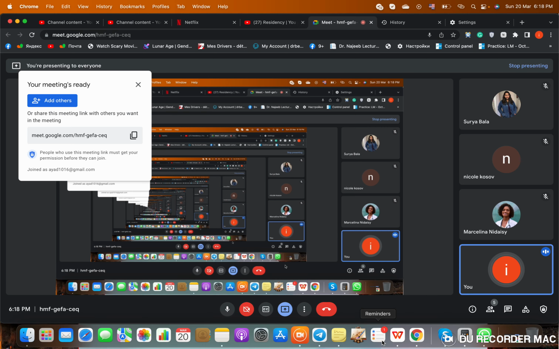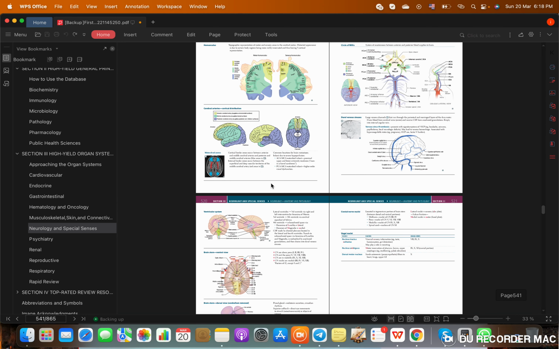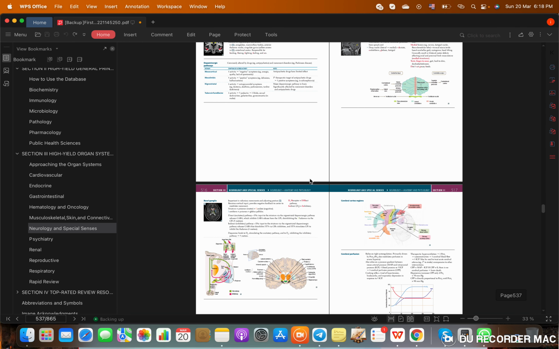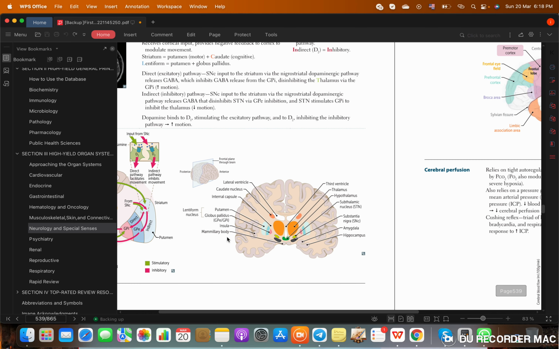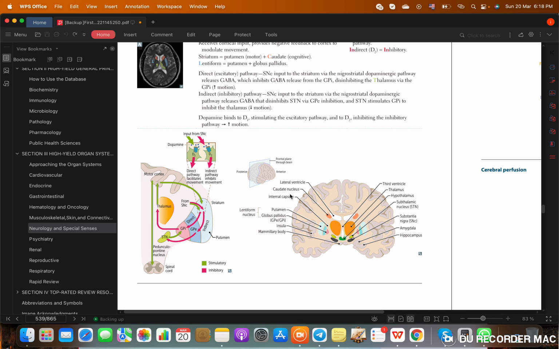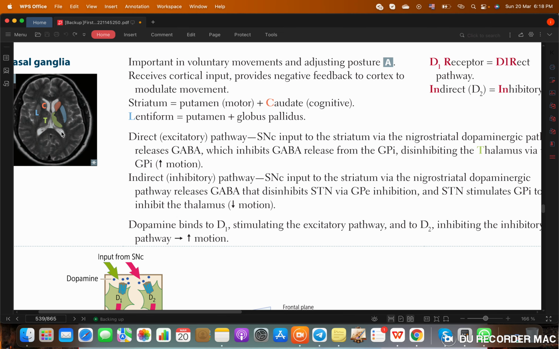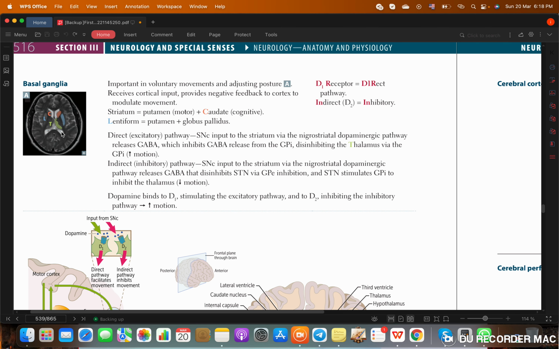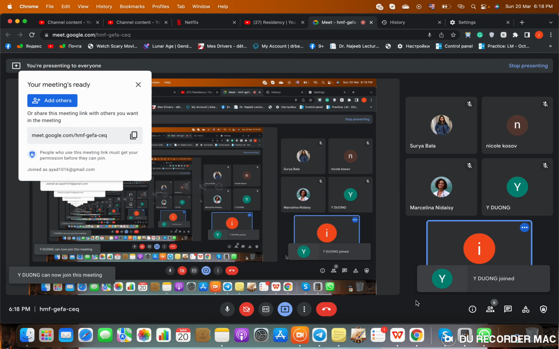Today in class, we are going to move on in neurology. The last thing we spoke about last time was the cerebellum, and we discussed different functions of the cerebellum. We spoke about the fact that the cerebellum controls balance, and it also controls some form of motor movement as well.